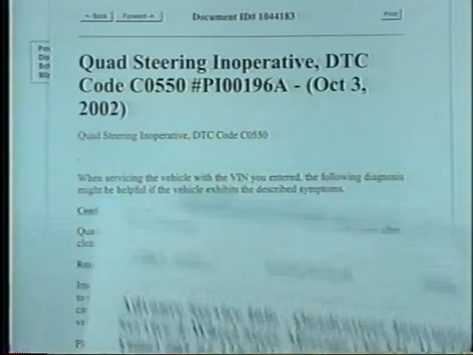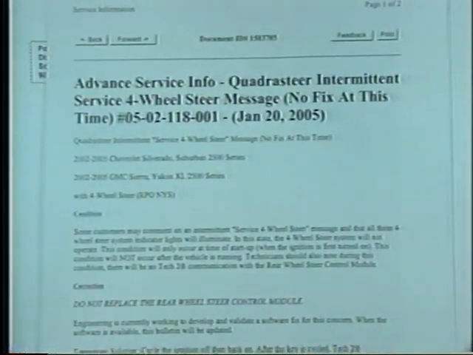Next up is bulletin 05-02-118-001. This deals again with Quadrasteer equipped vehicles. The condition is that some customers may have an intermittent service four-wheel steer message, and they may also see all 3 of the indicator lights and the mode switch illuminated. It says right here, correction: do not replace the rear steer control module.